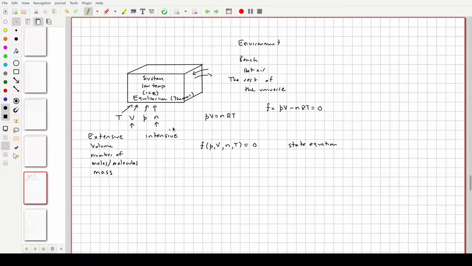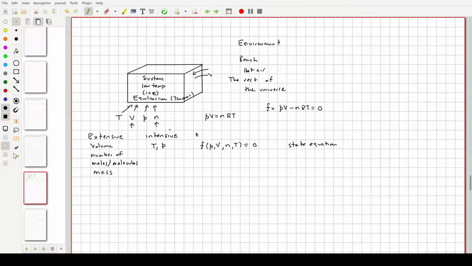Okay. Now, on the other hand, pressure and temperature are microscopic quantities. They're things that aren't affected by changing the volume of this thing, or changing the size. So temperature and pressure, we say, are intensive. They're interior, if you want to sort of think of it like that.